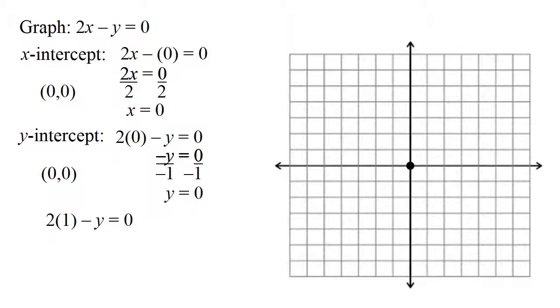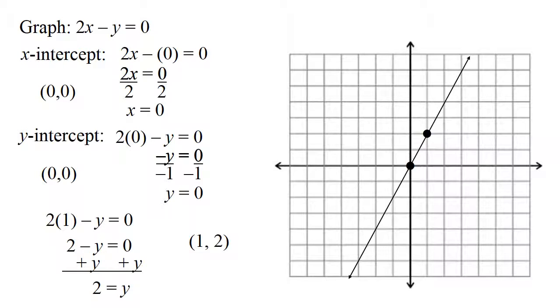What I'm going to do is just pick a number for x. Just like we were doing with pointwise graphing, I'm going to do a little pointwise graphing here. I'm going to pick an x value of 1, and I'm going to figure out what y has to be in that case. So 2 times 1 is 2. I'm going to get y by itself, so why don't I just add y to both sides, and then y will be on the right-hand side, and I'll get y equals 2. So when I made x 1, I got a matching value for y of 2. And so I plot that. I've got 2 points.